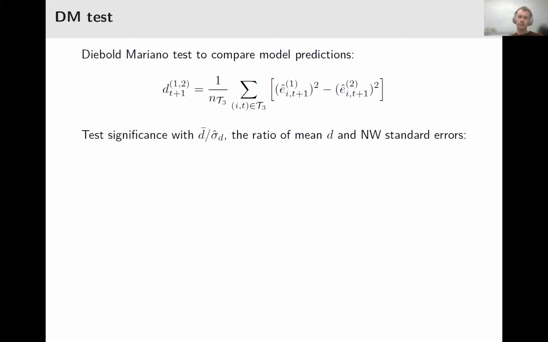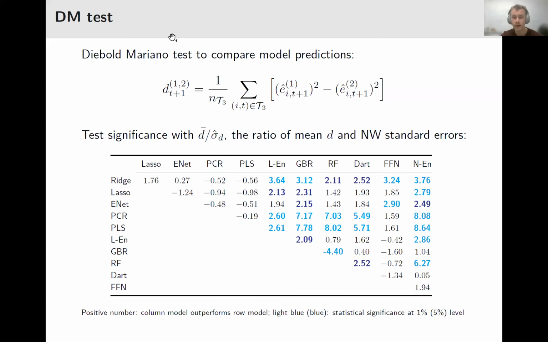Now, we also want to make a statistical statement about whether one model outperforms another. And for that, we rely on Diebold-Mariano tests. And we use Newey-West standard errors with 12 monthly lags to account for serial correlation in the predictions. And what we find is this. Now, to read this table, whenever, for example, here for LEN and ridge, this number is positive in blue, this suggests that LEN, the linear ensemble, statistically outperforms the predictions of ridge regressions, right?